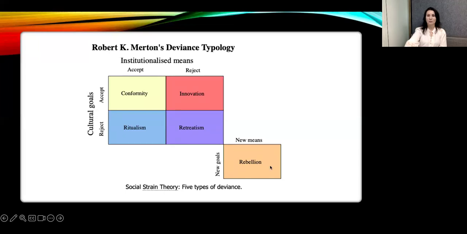And there is another type that's called rebellion. So they not only reject institutionalized means and cultural goals, they think this is wrong. This society is wrong. They have to change this society. These people are rebellion. They probably want a revolution to change society, or they are the terrorists. They want to blow up the whole societal order. That's what Robert Merton calls rebellion.